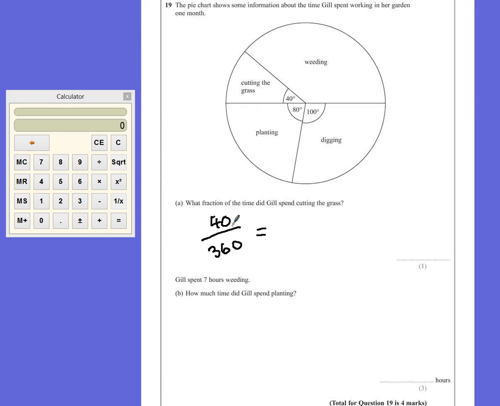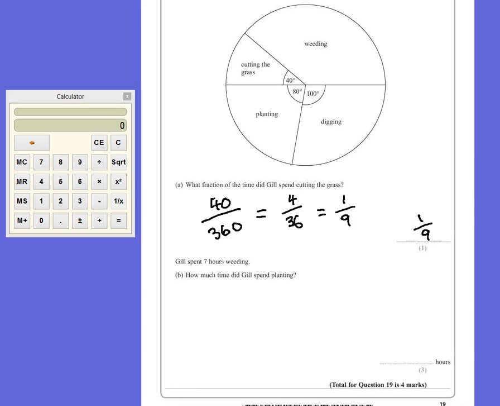So if we simplify that, we could divide them both by 10, which would be 4 out of 36, just by taking the 0 off both of them. And if we divide both of those numbers by 4, we end up with 1 over 9. While you could give the answer of 40 over 360 for 1 mark, just to be sure, I'd make sure I gave it in its simplest form.